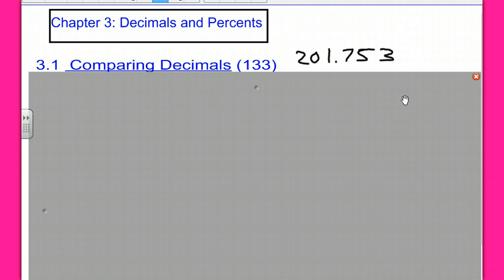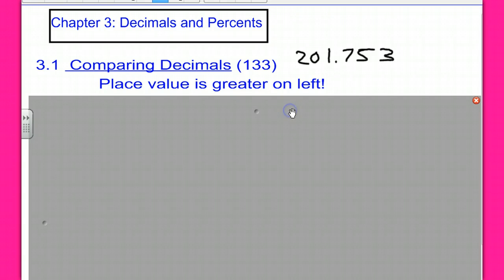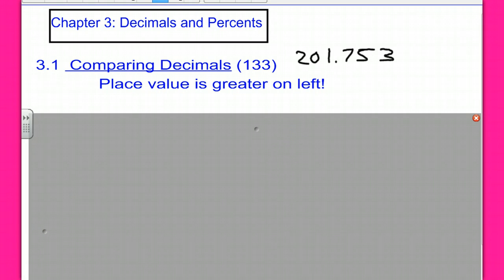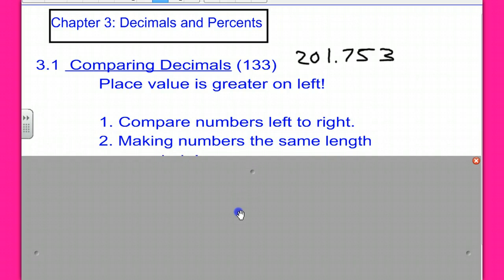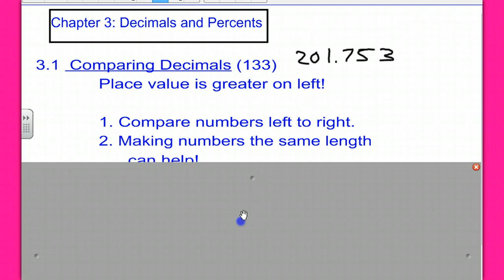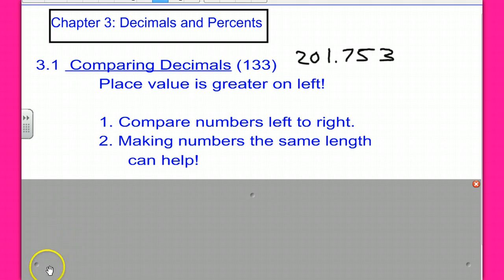So, interesting. When we compare decimal numbers, we compare them left to right, which is a little different than when we add them, right? When we add numbers, we start on the right oftentimes, or almost all the time. Okay? So, place value is greater on the left. So our little simple process today is really compare numbers left to right. And sometimes if the numbers are not the same length, we make numbers the same length. That can help us comparing them.